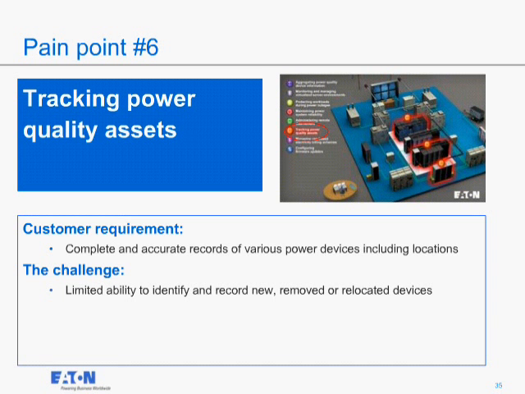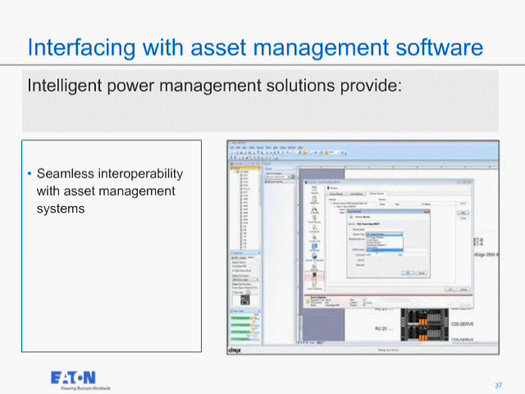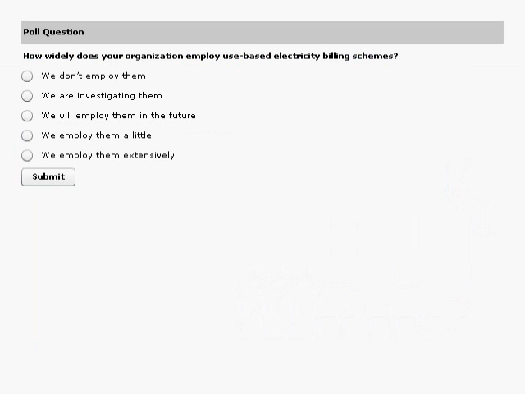So what you can expect in today's class of intelligent power management solutions is tools for recording moves, additions, and retirements, as well as relocations. Visibility across the network, the ability to tag and identify all of your various IP-enabled devices that you've got tied into your systems. You can certainly expect seamless interoperability with your asset management systems. Having the integration between your power management systems and your asset management systems is something that's developing as well.